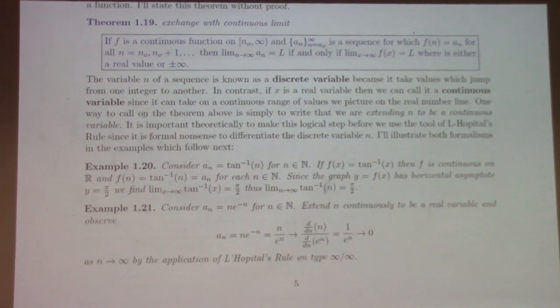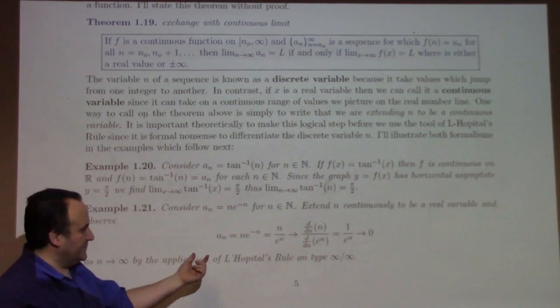Your book, if you look at Stewart, says let f of x be x e to the minus x. And then he does L'Hopital's rule on f of x, and at the end of all that, he says by the transfer theorem, we go back to n. I just think, why bother when I could just teach you to write at the start, extending n continuously, and then I can use L'Hopital's rule, like this one.